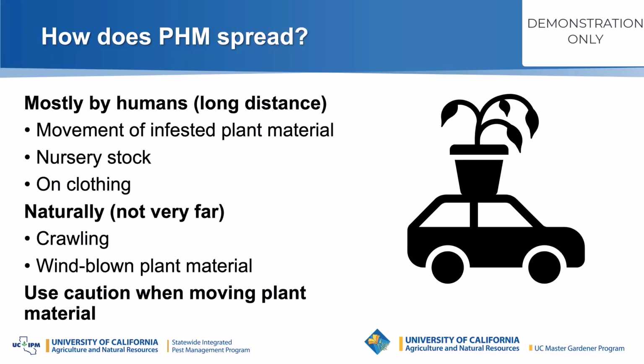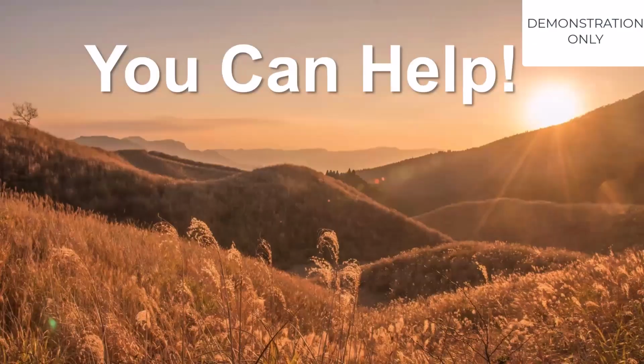Check for pests when moving plant material, especially in areas with known PHM infestations, and follow all local quarantine restrictions. Your vigilance is crucial in preventing the spread of pink hibiscus mealybug throughout California. By identifying and reporting invasive species like PHM, you play a vital role in protecting our state's diverse landscapes. Together, we can safeguard California from the pink hibiscus mealybug.